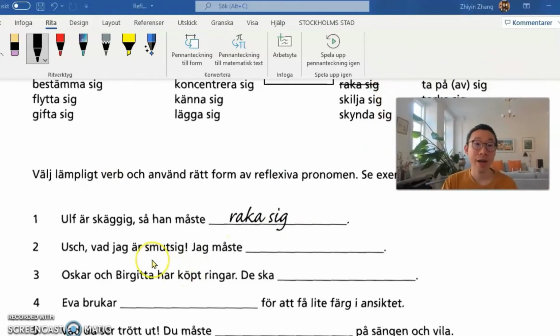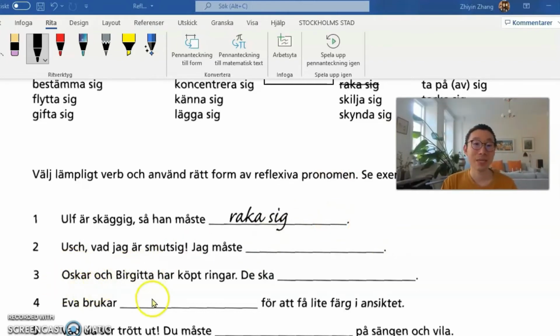Usch, vad jag är smutsig. Jag måste... Oh, I am so dirty. I need to... Jag måste tvätta mig. Tvätta mig. I need to clean myself.